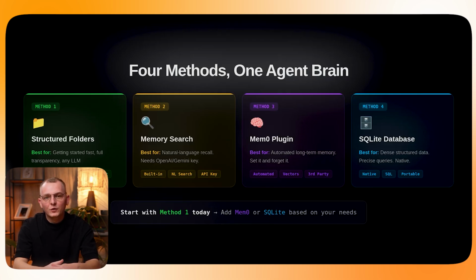Okay, so let's bring this all together. 4 methods, each with a sweet spot. Method 1, structured memory folders, best for getting started fast. Full transparency, works with any LLM. Method 2, memory search, best for quick natural language recall with OpenClaw. Just remember, you need an OpenAI, Gemini, or Voyage API key, even if you're using Claude. Method 3, Mem0 plugin, best for automated long-term conversational memory with zero maintenance. The set it and forget it option. And method 4, SQLite database, best for dense structured data that needs precise queries. This is the power user move.